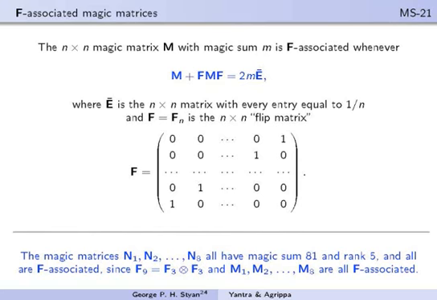If m is equal to n times (n squared plus 1) over 2, then 2m is n times (n squared plus 1), and you divide it by n, you get n squared plus 1. The magic matrices N1 up to N8 all have magic sum 81 and rank 5, and all are F associated, since the Kronecker product F3 with F3 gives you F9.